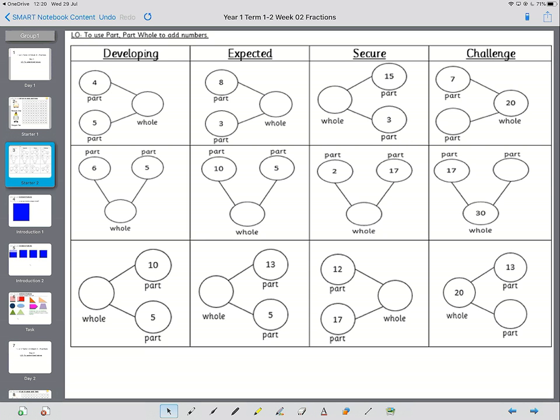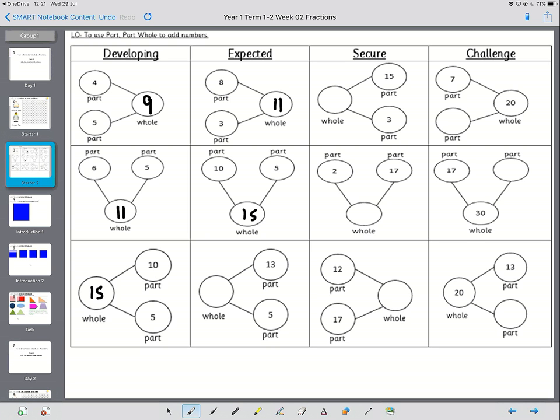Okay, welcome back. So we're going to start with 4 and 5 makes 9, because remember, we're putting the two together. 6 and 5 makes 11. 10 and 5 makes 15 as the whole. 8 and 3, 11. 10 and 5, we've done it here, but it looks different. Does it matter? No, it's still 15.